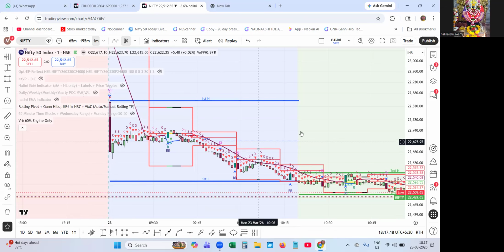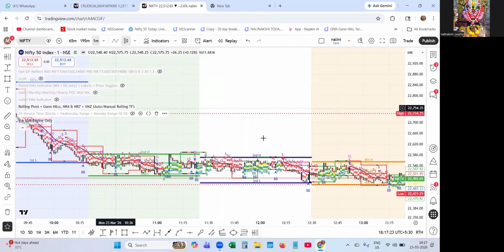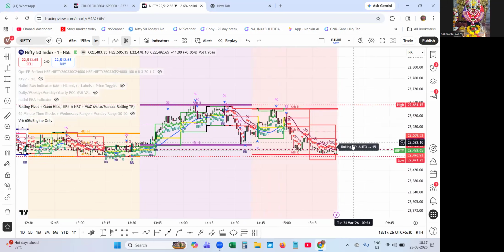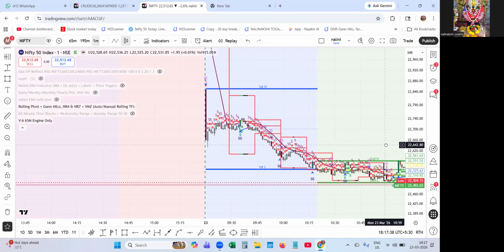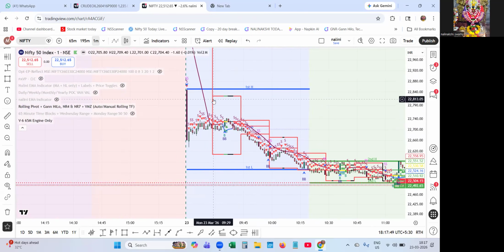Why I'm telling you this: if I go to the 1 minute time frame, it automatically gives you the 15 minutes. The reason is that when the market gaps down, if you are on the 5 minutes or the 15 minutes, you will not get the box immediately. These are the pivot boxes. The pivot box should be formed, and on the second 15 minutes, the pivot box will start forming.